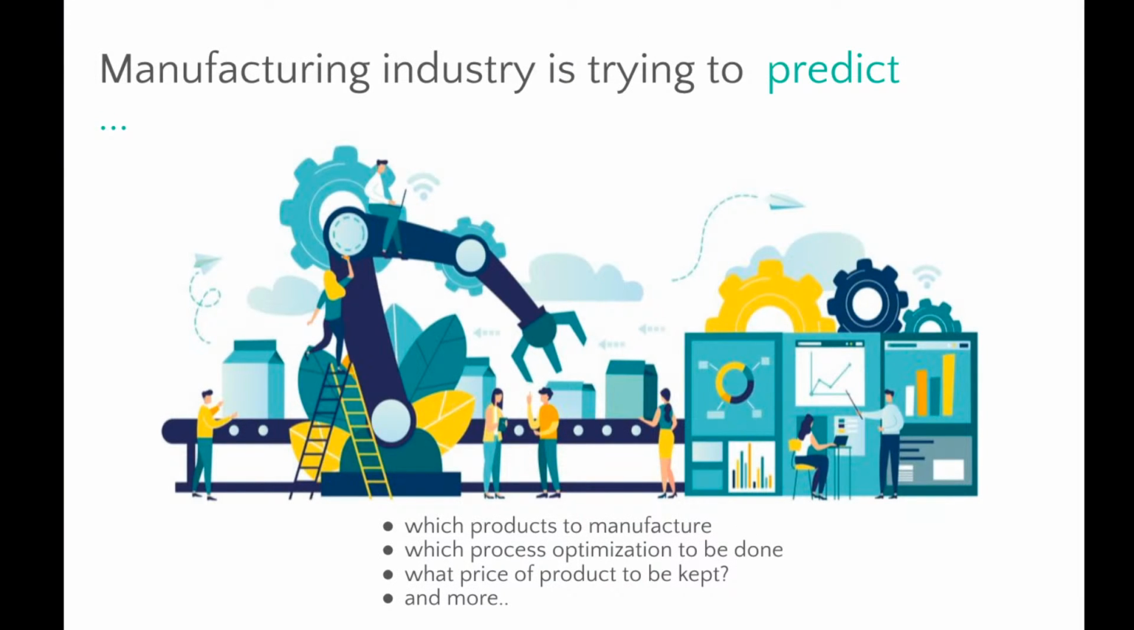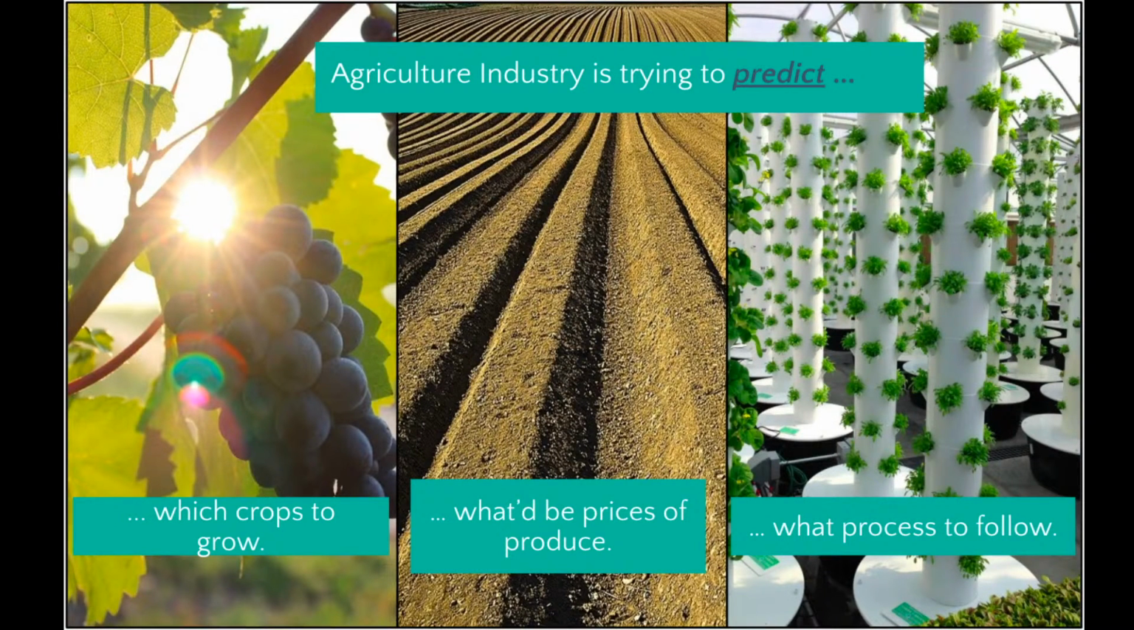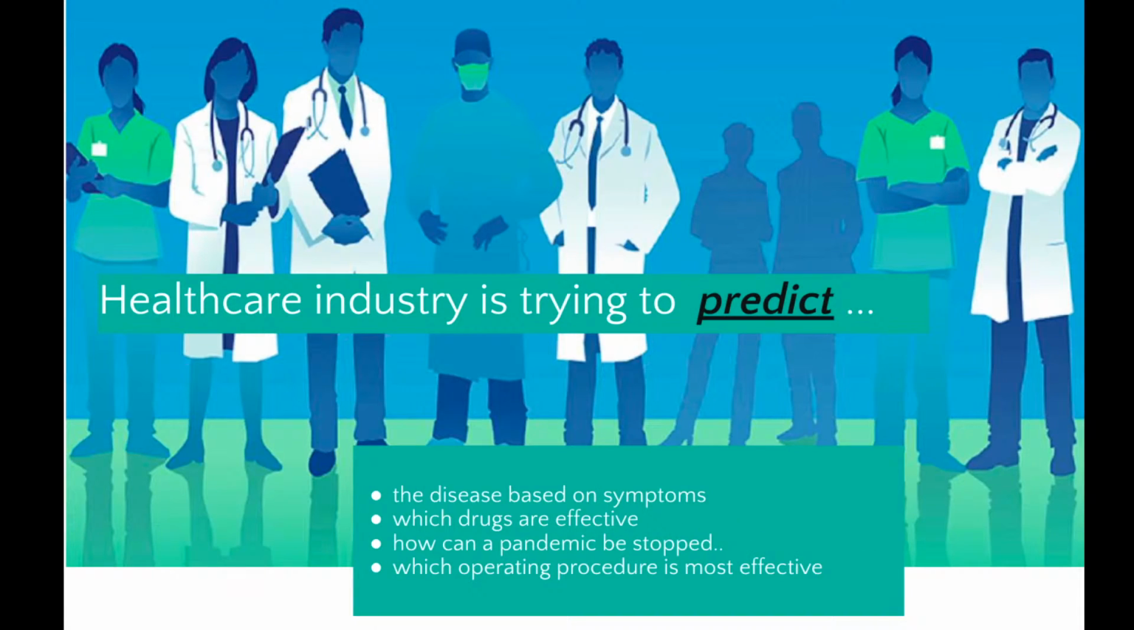The same thing applies today. The manufacturing industry is also trying to predict: what products to manufacture, which processes must be optimized, and how to price a product, which shouldn't be too high or too low. The agricultural industry is one of the biggest ones. Agri-tech is really taking off. It's trying to figure out which crops to grow, what the prices of the produce should be, what processes to follow, and so on.